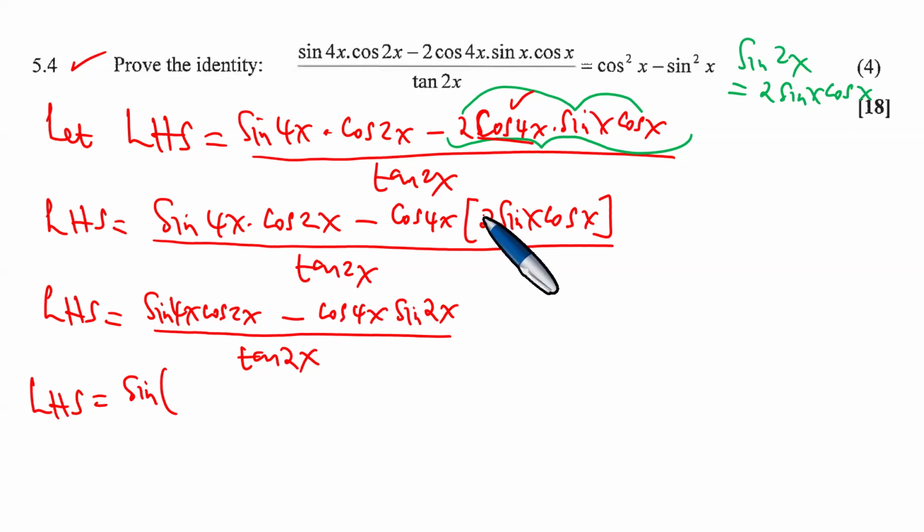Okay, that's a good point. Did you factor? Yes. So we took out cosine 4x. And if we factorize cosine 4x, we're left with 2 sine x cosine x, right? And the 2 sine x cosine x is what gives us the sine 2x. Yes, we factor out negative cosine 4x.